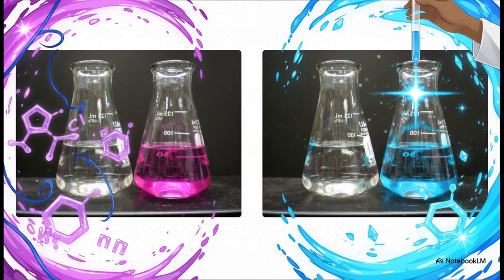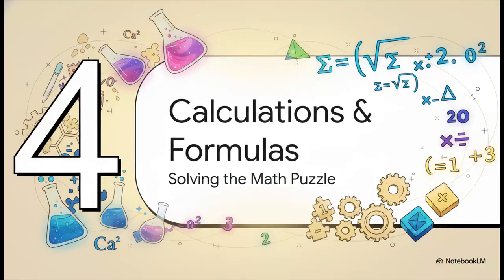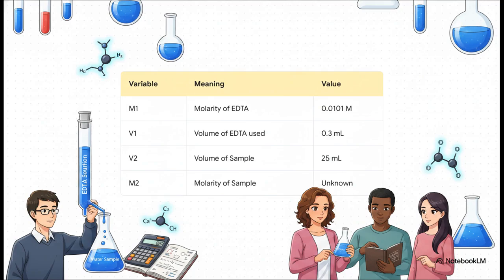Chem's test on the highly purified RO water, this dramatic color change occurred incredibly fast after adding a mere 0.3 milliliters of EDTA from the burette. Section 4, calculations and formulas, solving the math puzzle. We can treat this whole thing exactly like a mathematical puzzle by using the fundamental titration formula.